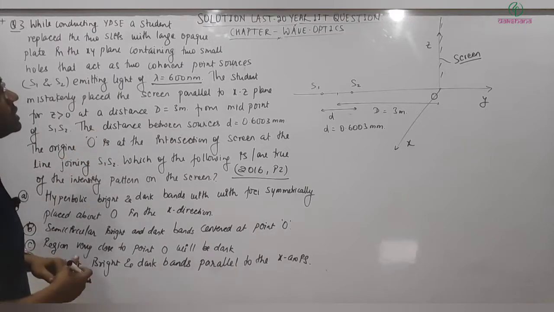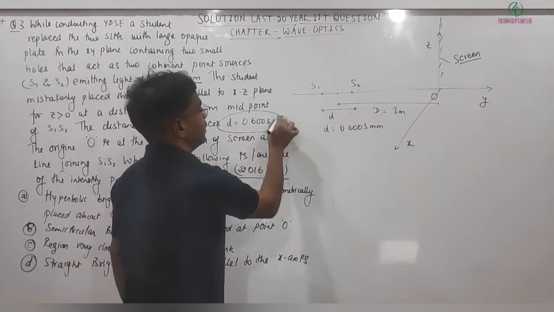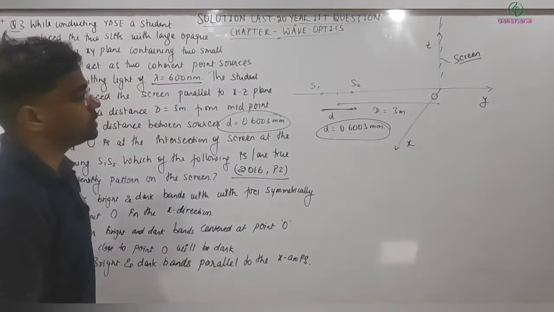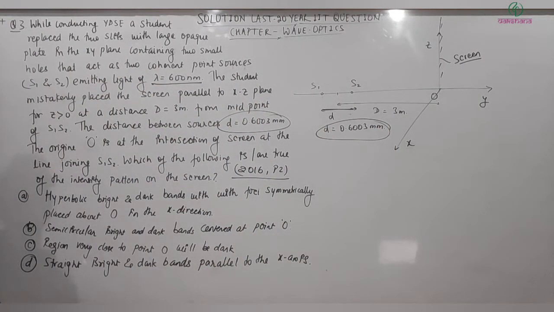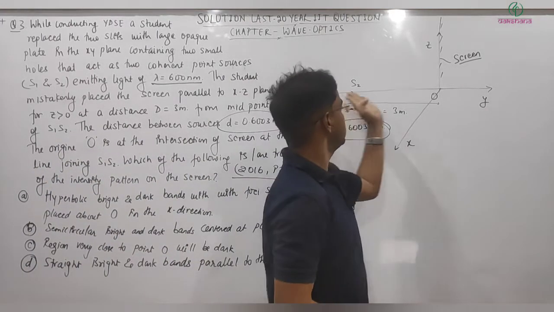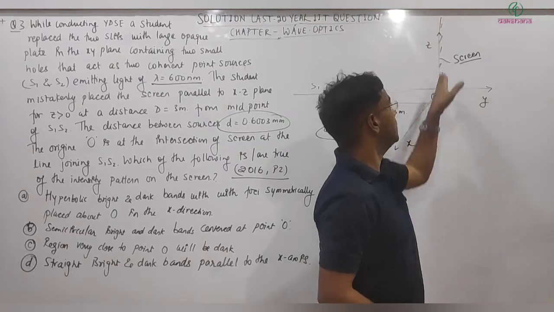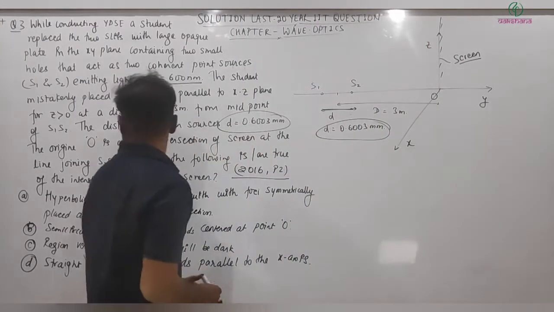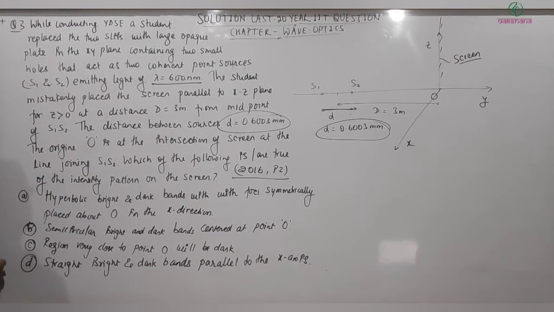The distance between sources, that means small d, is given as 0.6003 mm. The origin O is at the intersection of the screen and the line joining S1 and S2. This intersection point is marked as origin. That is also clearly mentioned. Which of the following is true of the intensity pattern on the screen?